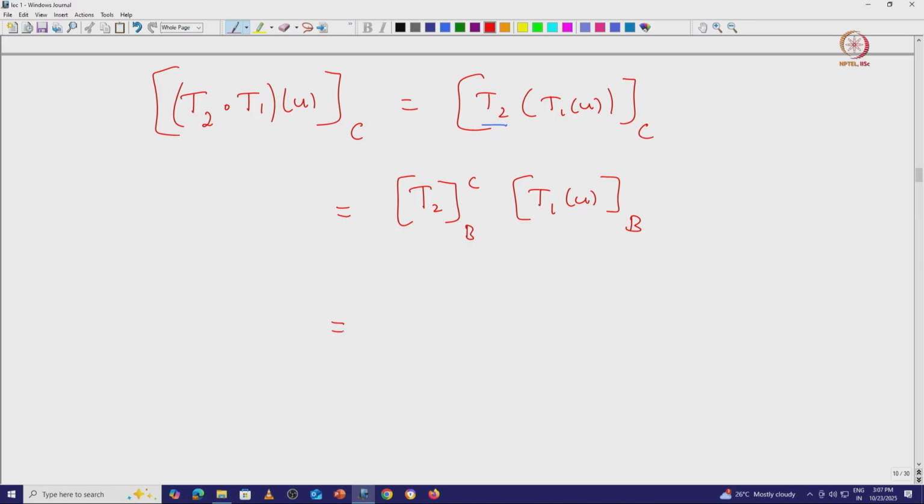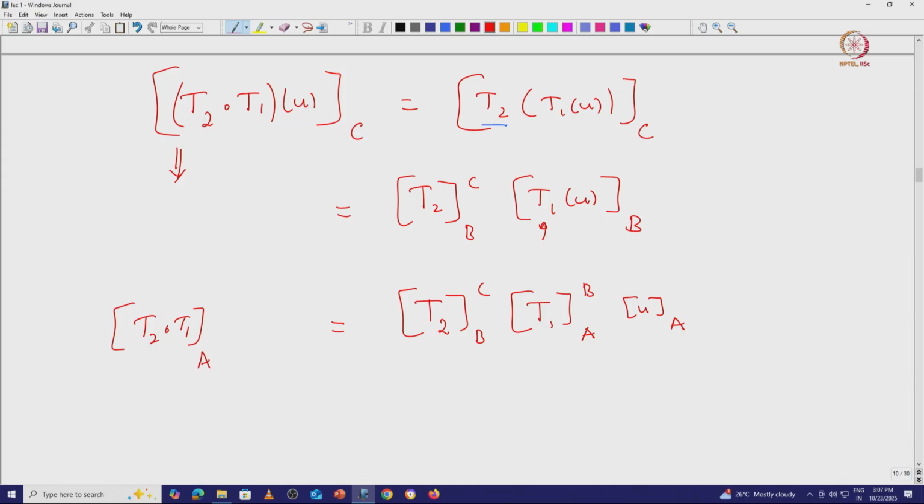Now again we repeatedly use the same result. We can take out the matrix representation. So then this is just the matrix of T2 BC times the matrix of T1 AB times the coordinates of u with respect to A. On the other hand, we will have this quantity equal to the matrix representation of T2 composition T1 with respect to AC times the coordinates of u with respect to A.